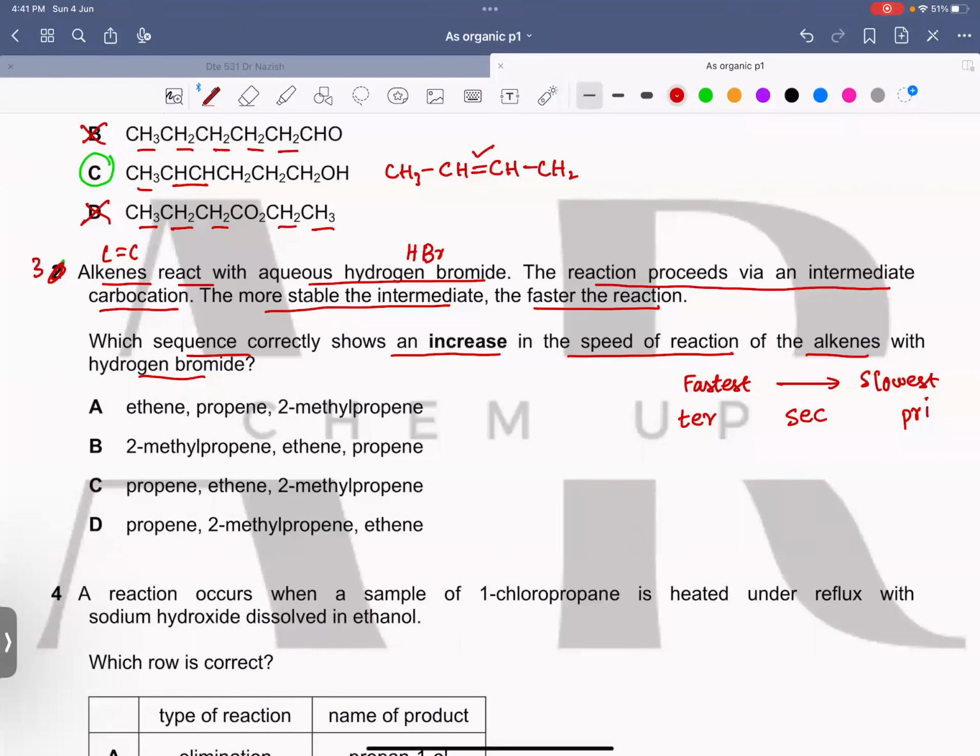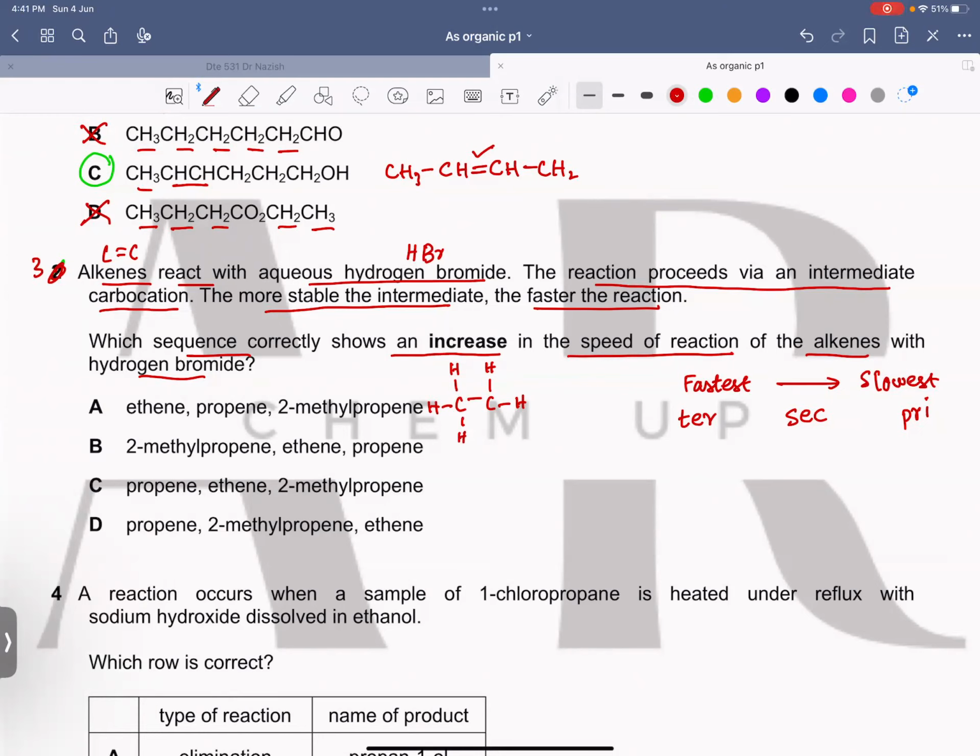So if we start from option A, it's an ethene, right? So ethene would be C double bond C, and there are 2 hydrogens on the first carbon and 2 hydrogens on the second carbon, right? So when it makes an intermediate, what would happen? One carbon gets a hydrogen.